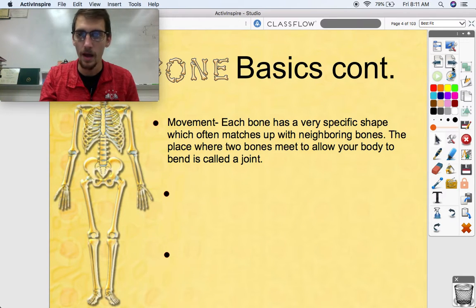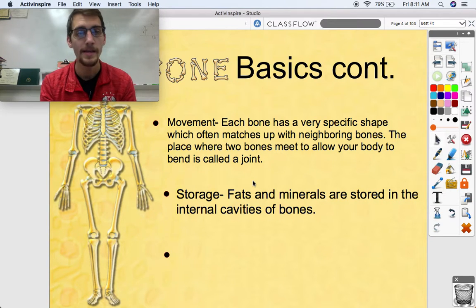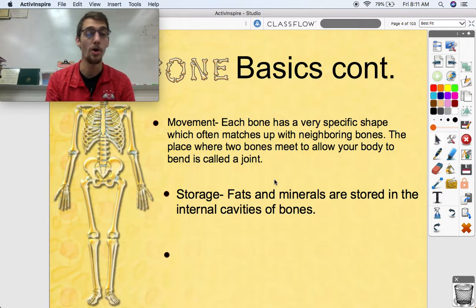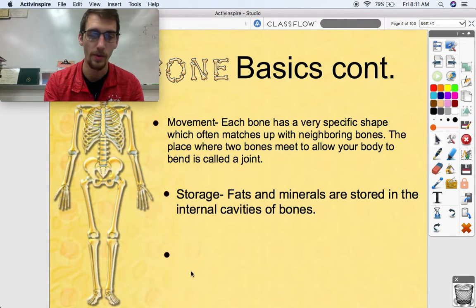Moving on from there, another function of bones that you may not know about is that bones are really good for storage of particular fats and minerals. So within the cavities and within what's called the yellow and red bone marrow, there's lots of different storage of molecules, and particular molecules that your body needs that are within your bones.